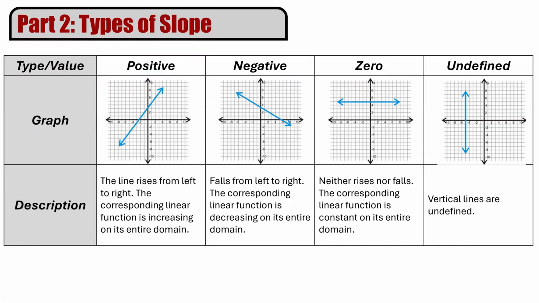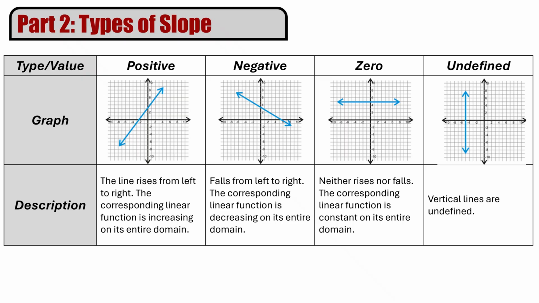Let's look at the 4 types of slope you'll see in linear graphs. Each one tells us how a line moves as we go from left to right. When a line has a positive slope, it goes uphill from left to right. That means as x increases, y also increases. We say the function is increasing. A negative slope is the opposite. The line goes downhill from left to right. As x increases, y decreases, the function is decreasing.